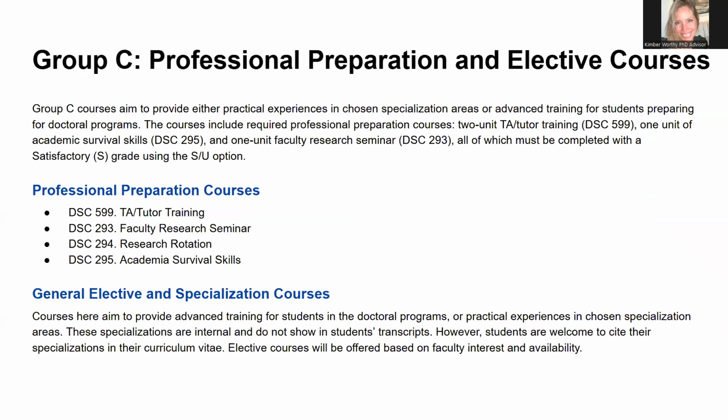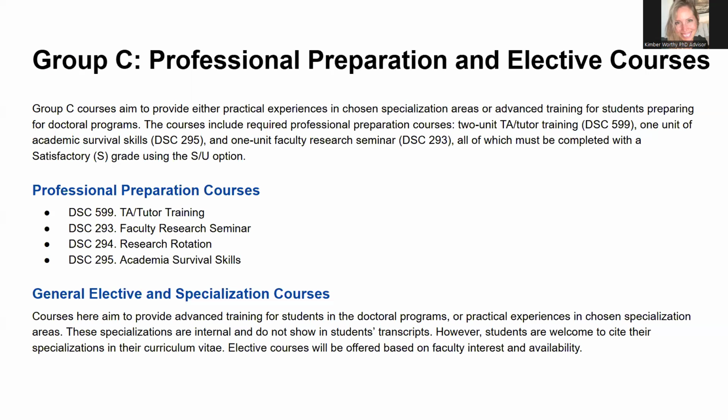Group C professional preparation and elective courses. So this is that professional preparatory courses that we were talking about that only consist of 4 units. The research rotation, I know it falls under these professional preparational courses, but I don't think of research rotation within that category because the 4 units that I mentioned, the TA, the 599 is only consist of 2 units. The faculty research seminar is 1 unit, and the academic survival skills is also 1 unit. So that's 4 units.